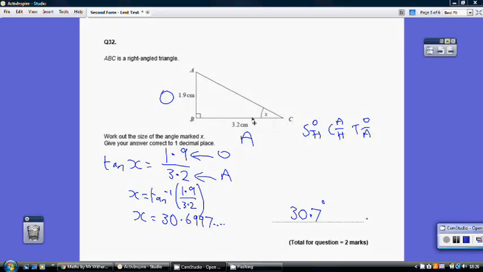Question 32. So picture yourself at the angle. So on this occasion the 1.9 is opposite me and the 3.2 is adjacent to me. Opposite and adjacent. So on this occasion I'm going to be using the tan ratio. So tan x equals my opposite side of 1.9 divided by my adjacent side of 3.2. Inverse tanning both sides, I get x equaling inverse tan of 1.9 over 3.2. Popping that into my calculator, I get 30.6997 ... which to one decimal place is 30.7.